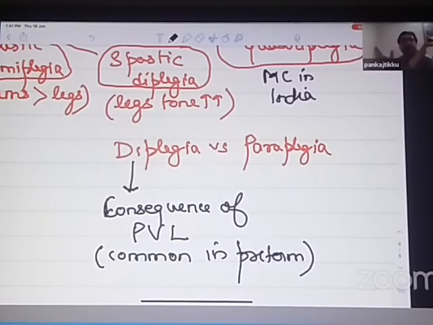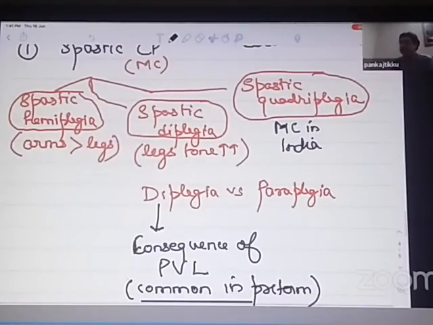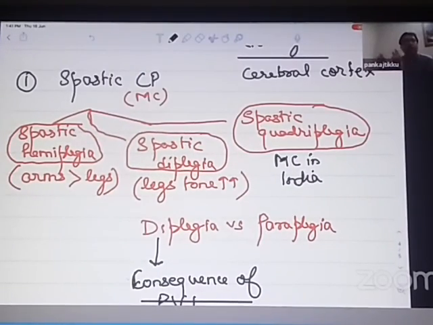So I hope you have understood this very well. I'll repeat this again. Spastic cerebral palsy is overall the most common type of cerebral palsy in which the tone of the extremities is increased. Spastic cerebral palsy is further subclassified into three types: spastic hemiplegia, spastic diplegia, and spastic quadriplegia. Spastic hemiplegia is when one half of the body the tone is increased, the other half of the body the tone is normal. Now in a spastic hemiplegia, the arms and the leg on one side have increased tone, but it is the arms which are affected to a greater extent than the legs.